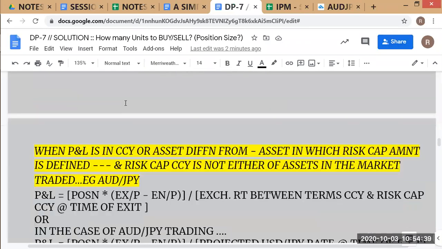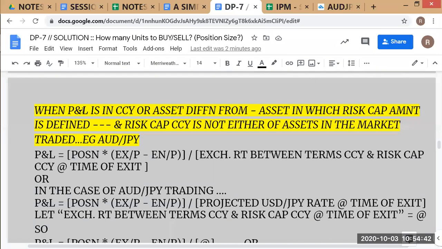Scenario 3. What is the general definition of scenario 3? PNL is in a currency or asset different from risk capital currency. This is basically another way of saying risk capital currency. PNL currency is different from risk capital currency, and risk capital currency is not either of the assets in the market being traded, as in dollar yen. So risk cap currency is US dollars. Market being traded is Aussie yen. The two assets in this market are Aussie and yen. The US dollar is nowhere to be seen. So risk cap currency is not either of the assets in the market being traded.